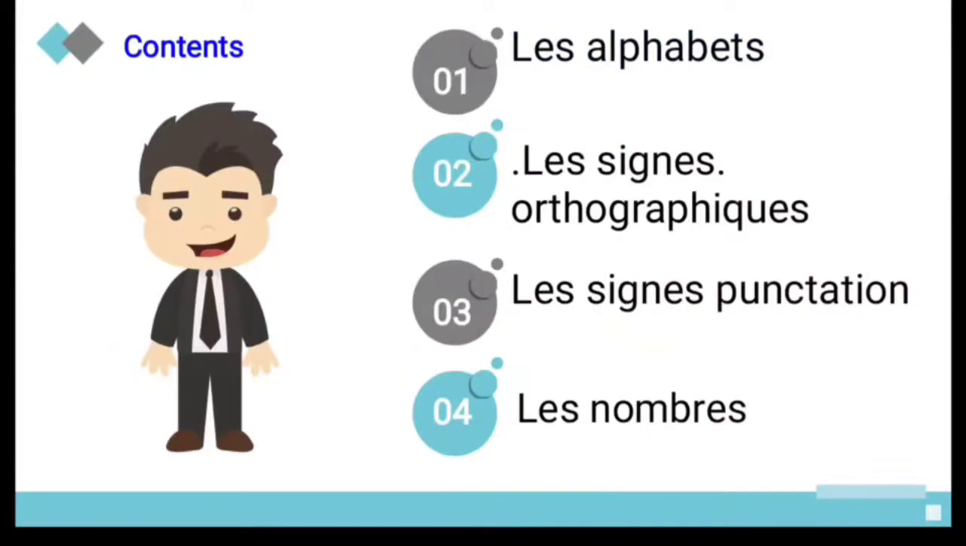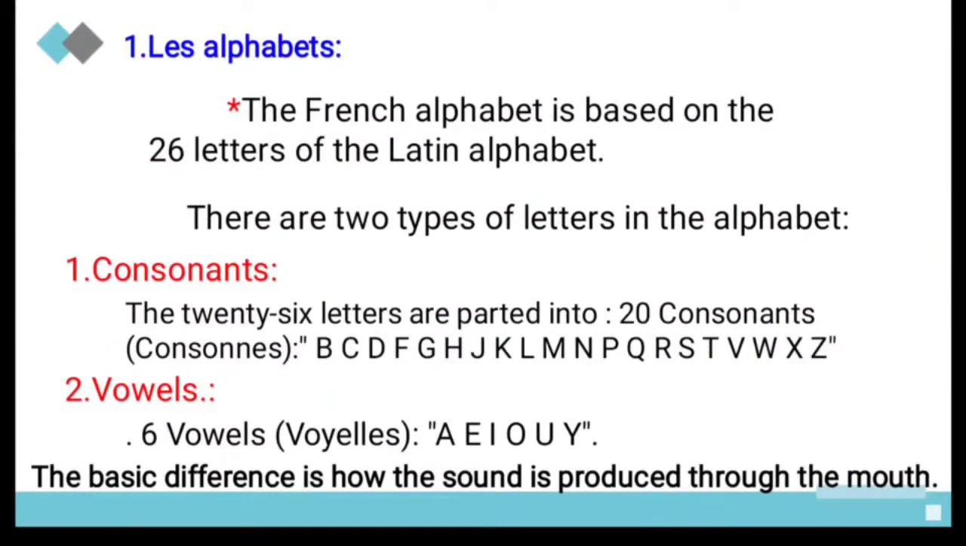So what are the contents of this video? First one is les alphabets, that is alphabets, and second les signes orthographiques, that is orthographic signs, and third one is les signes de ponctuation, it is punctuation signs, and fourth one is les nombres, that is numbers. See the first content, les alphabets.